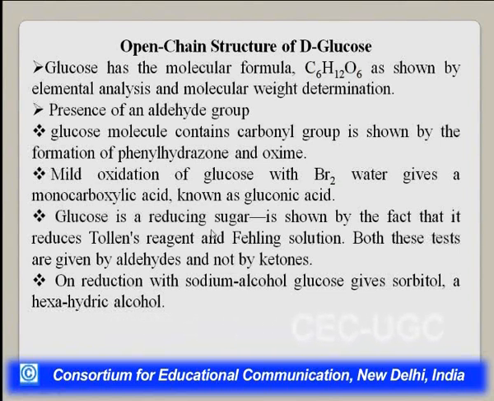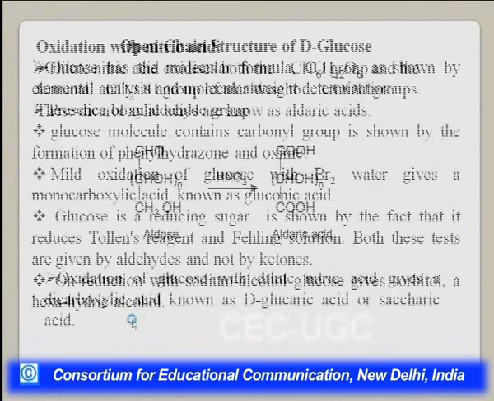Glucose is a reducing sugar and it is shown by the fact that it reduces Tollens reagent and Fehling solution. Both these tests are given by aldehydes only. These tests are not given by ketones. Hence, we can say that glucose contains an aldehyde group. Moreover, on reduction with sodium amalgam and alcohol, glucose gives sorbitol, which is a hexahydric alcohol.